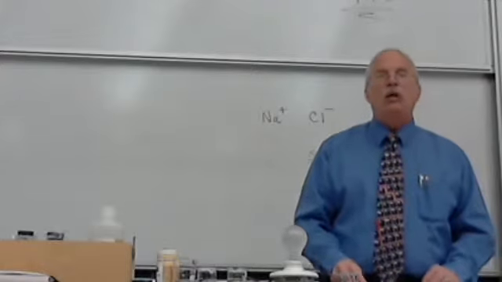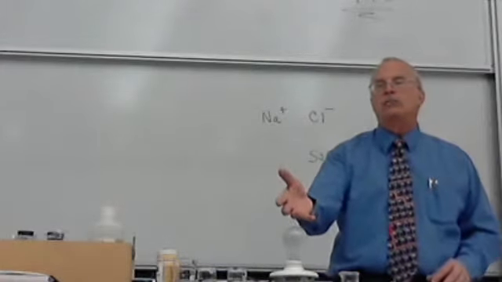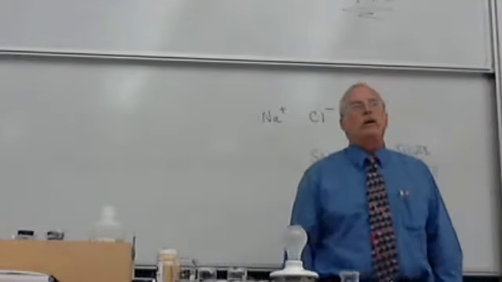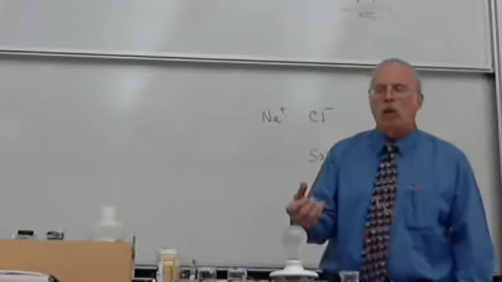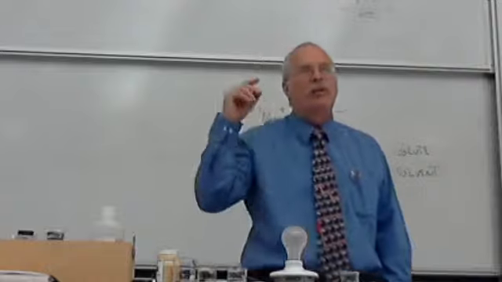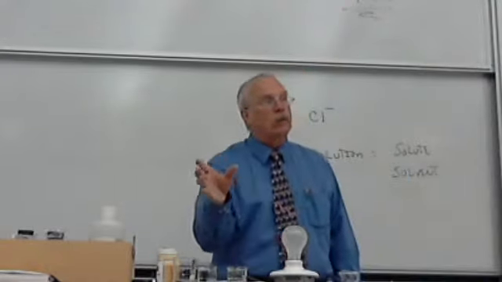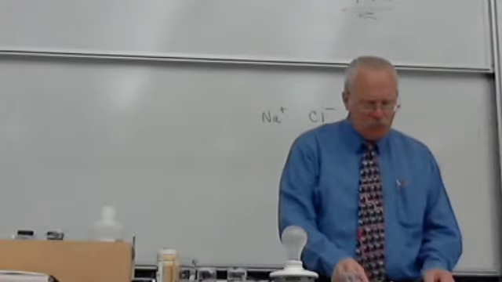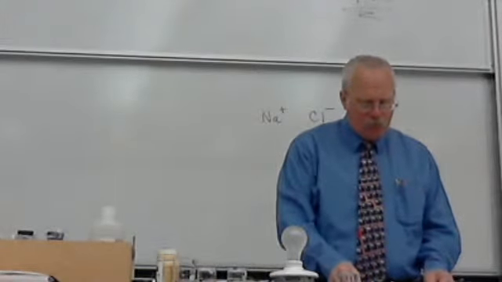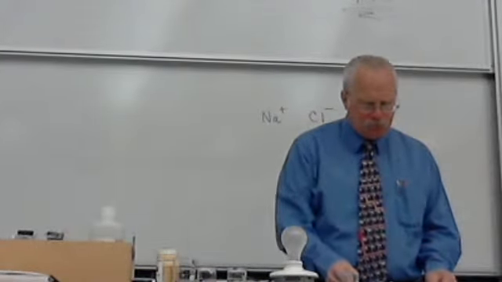Okay, so strong electrolytes, a lot of ions, light the light bulb brightly. Weak electrolyte, small amount of ions, will light the light bulb weakly. Non-electrolyte, no ions, will not light the light bulb at all. So, back to our chemical reactions.